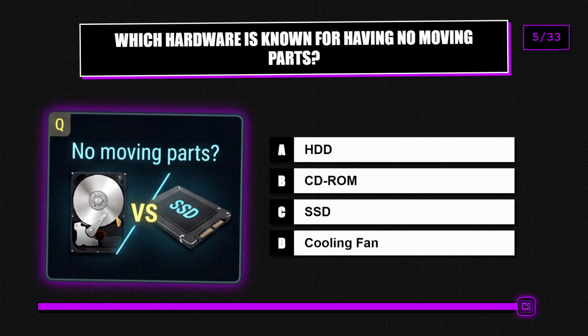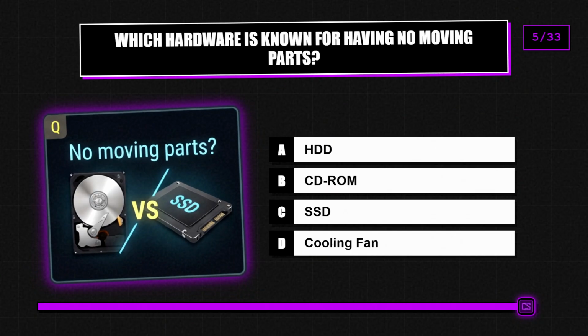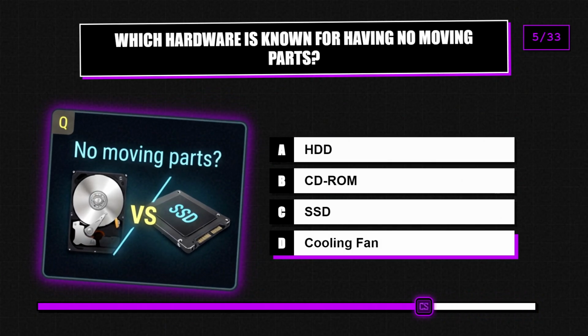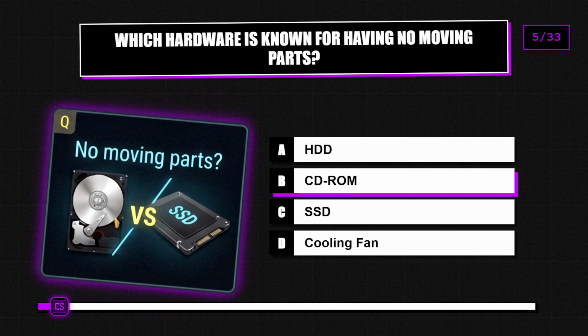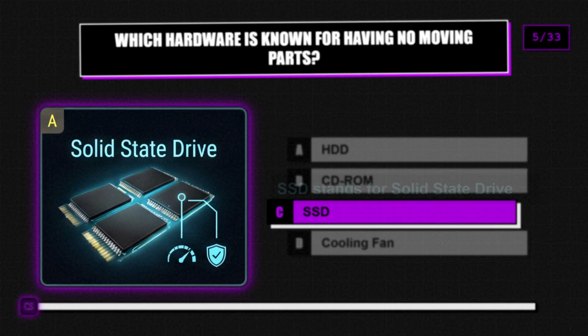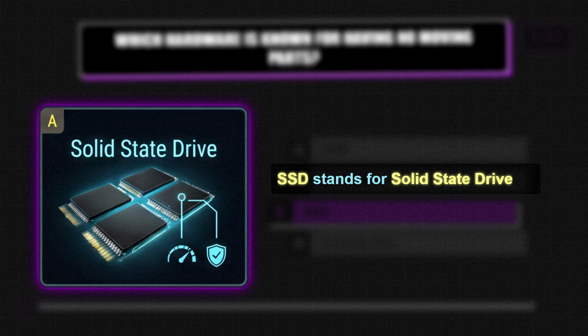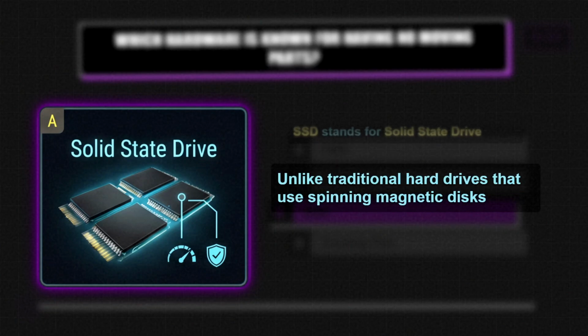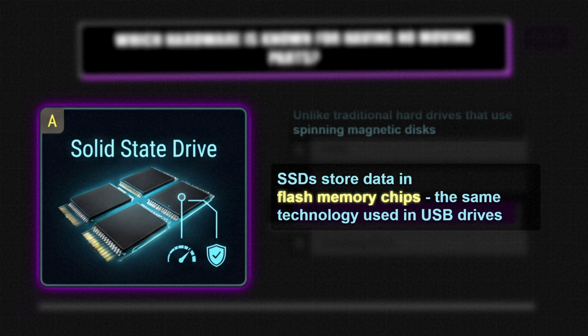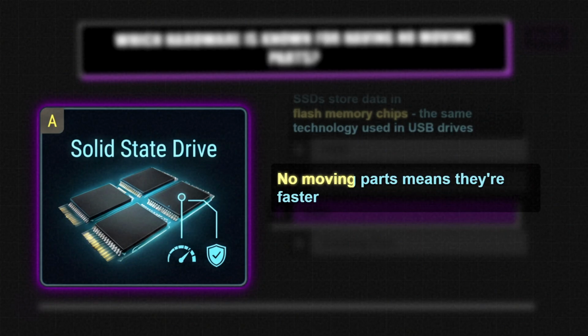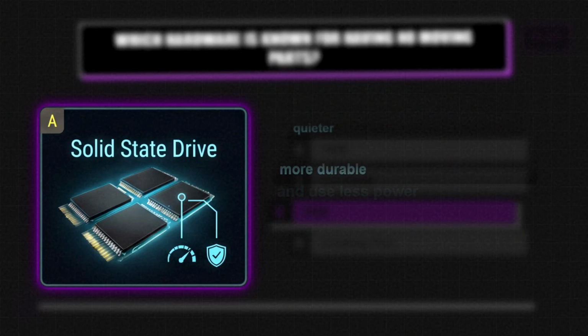Which hardware is known for having no moving parts? SSD stands for solid-state drive. Unlike traditional hard drives that use spinning magnetic disks, SSDs store data in flash memory chips, the same technology used in USB drives. No moving parts means they're faster, quieter, more durable, and use less power.